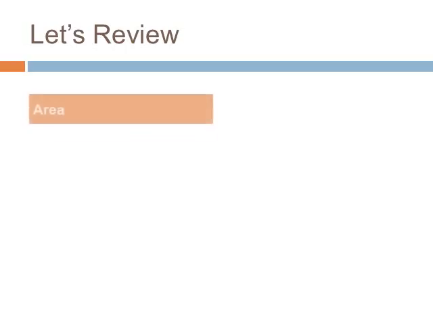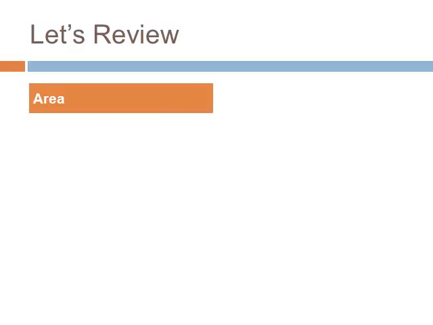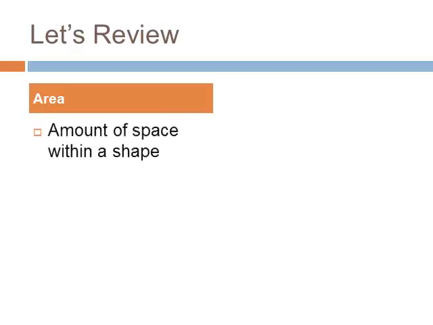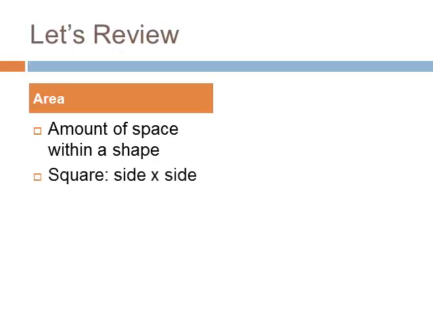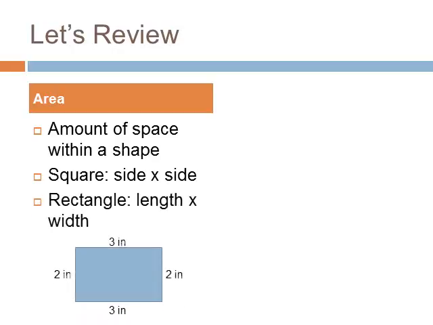First, we need to review area and perimeter. Area is the amount of space within a shape. Area is measured in square units. For example, area can be measured in square feet or square inches. To find the area of a square, we multiply side times side. To find the area of a rectangle, we multiply length times width. In this example, the area of the rectangle is 3 inches times 2 inches, which equals 6 square inches.